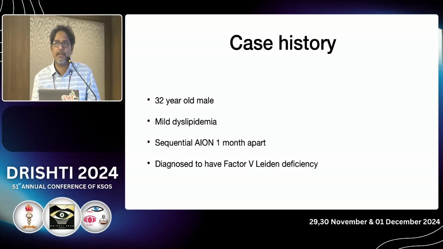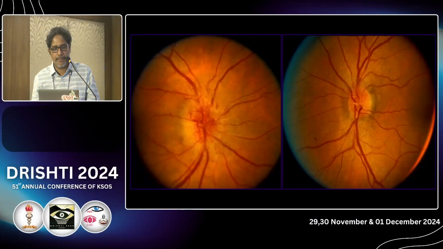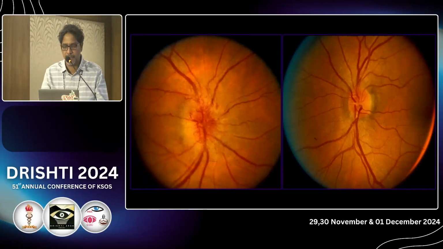This is one more case where I failed to identify the patient's diagnosis. A young patient who came with mild hypertension, mild dyslipidemia. And he came to us with one disc edema. He had around 2/60, 3/60 vision in this eye when he came. The left eye was a small disc, and in the right eye, you can see the pallid disc edema. Look at the margins, you can see the pale color.